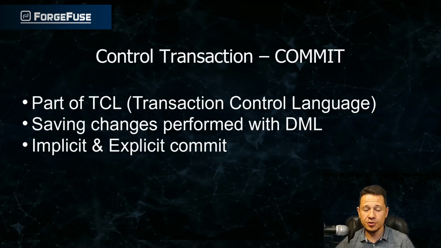An important thing to mention is that there are implicit and explicit commits. Implicit commit happens when we perform some DDL statement, for example, alter table, create table, and others. Explicit ones are those that we explicitly state and execute with the commit statement. Let's go to an example to see how this works.